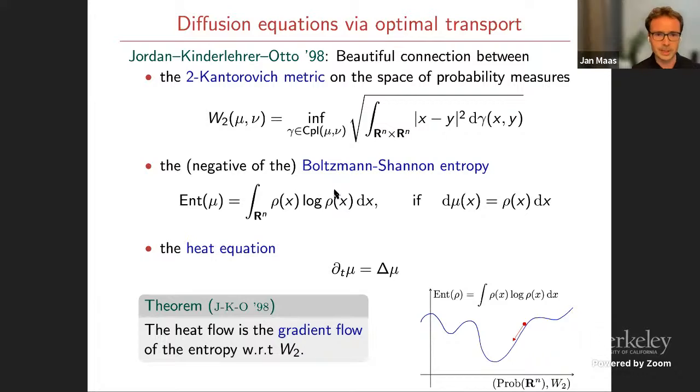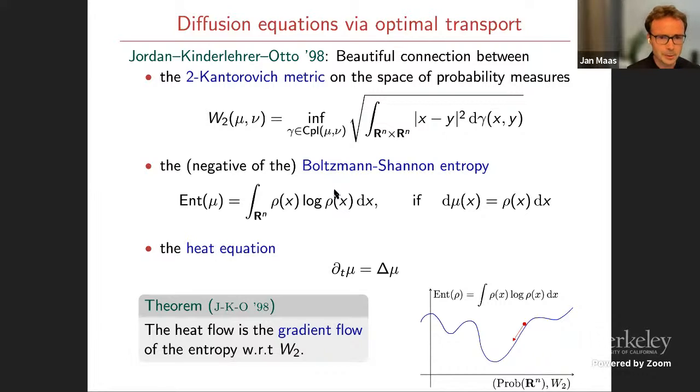Intuitively speaking, it's the steepest descent. So the diffusion equation is exactly the evolution equation which tries to decrease the entropy in such a way that you don't move too much with respect to the Wasserstein metric. Okay, we already saw this before, and we'll also see it tomorrow.